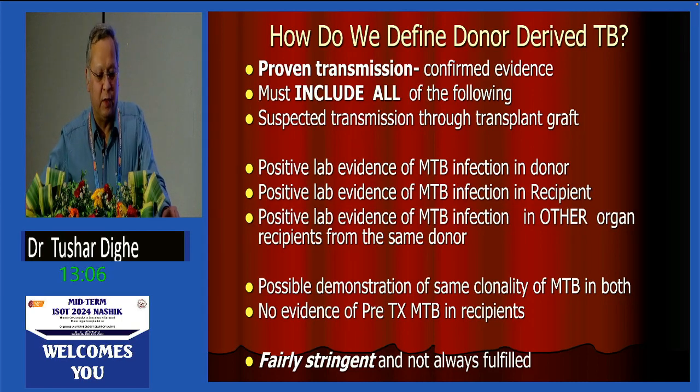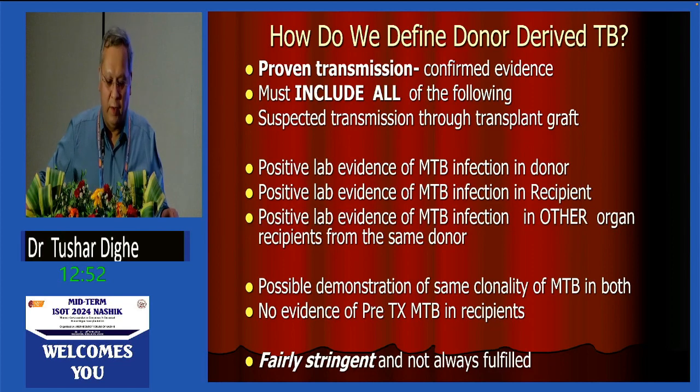Proven transmission must include all of this: first, positive lab evidence of tuberculosis infection in the donor; then positive lab evidence in the recipient; then other organs from the same donor; and possible demonstration of the same clonality. These are very, very stringent criteria and may not all be fulfilled.